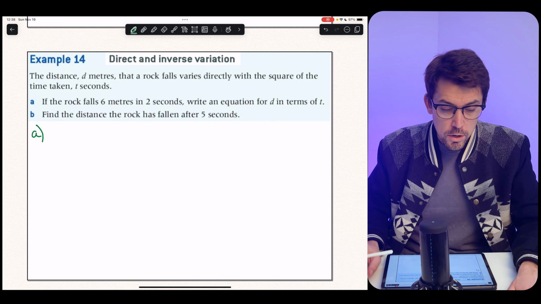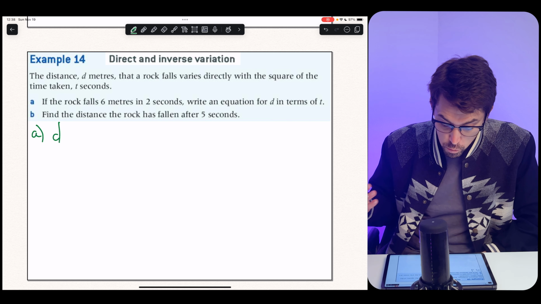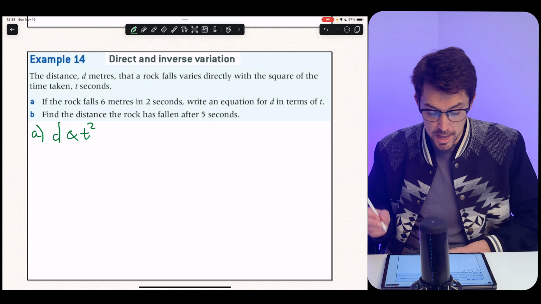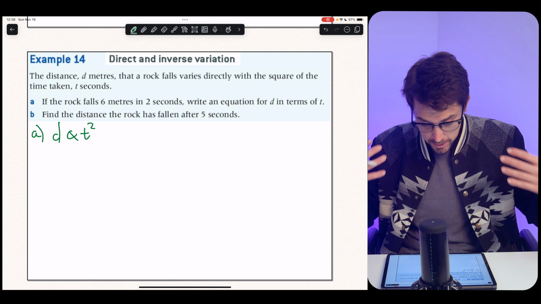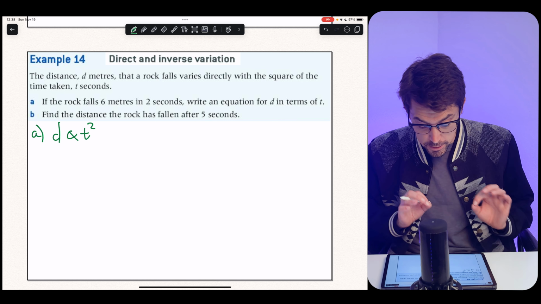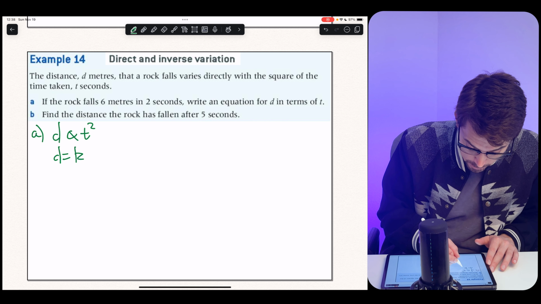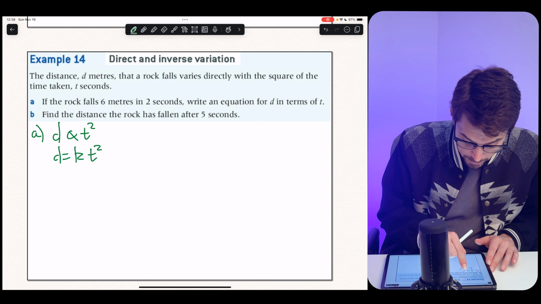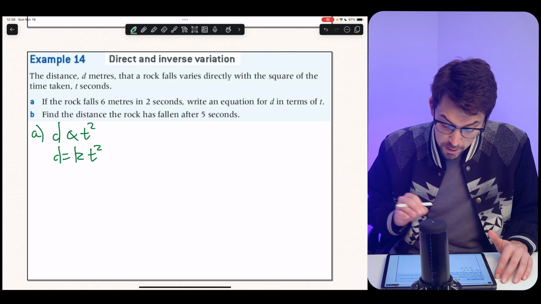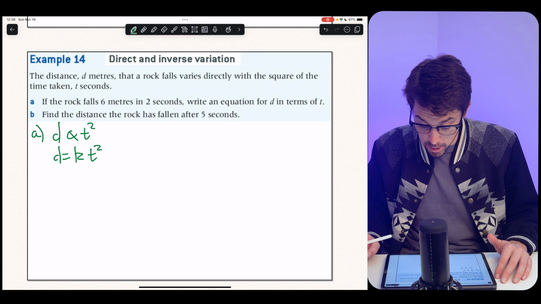What we know to start with is that the distance varies directly with the square of time. That's how I'm going to make it look like the example above. So there's some constant that we multiply t squared by in order to maintain this relationship. The rock falls 6 meters in 2 seconds, and we want an equation of d in terms of t.